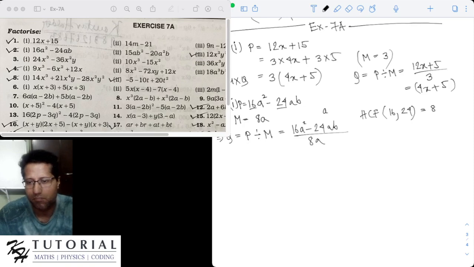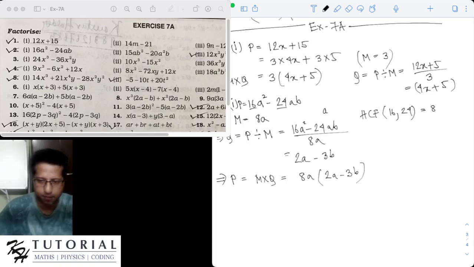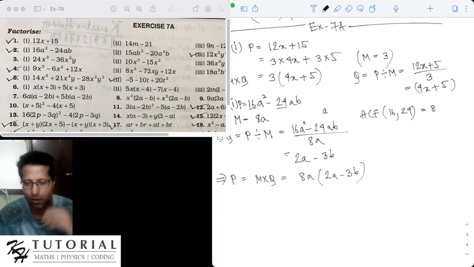So this will be equal to 2a minus 3b. So this implies the factorization of the polynomial P will be equal to M into Q, where M is 8a and Q is 2a minus 3b. So 8a multiplied by 2a minus 3b is the factorization of the given polynomial.